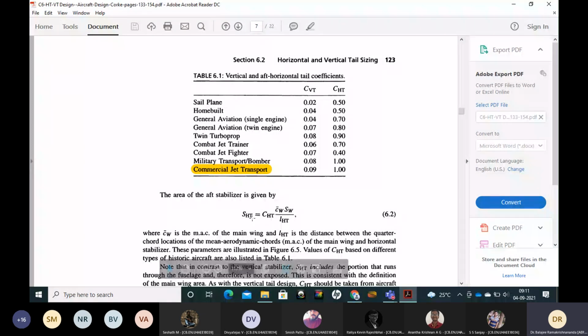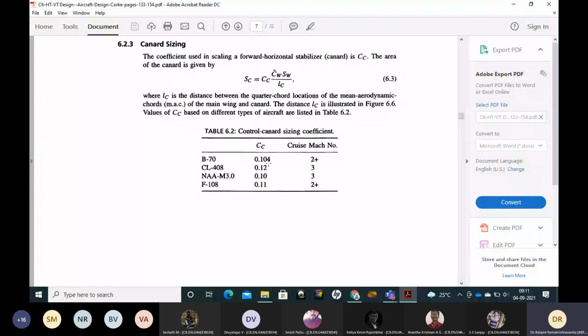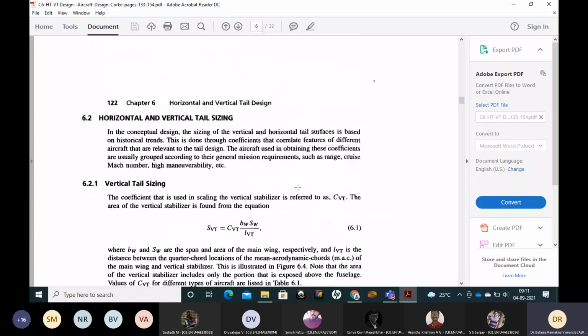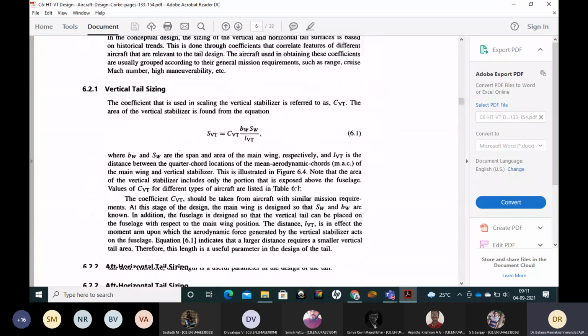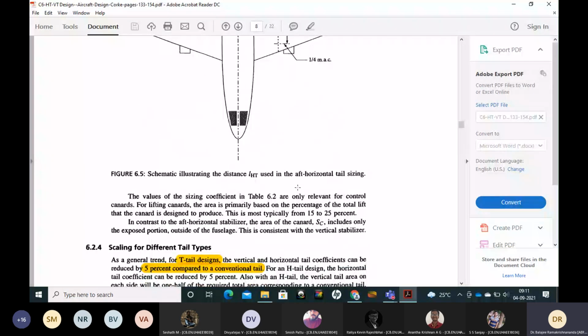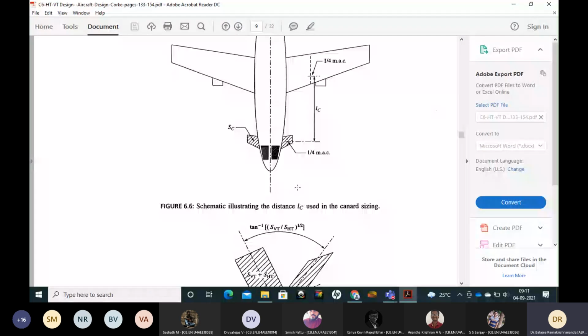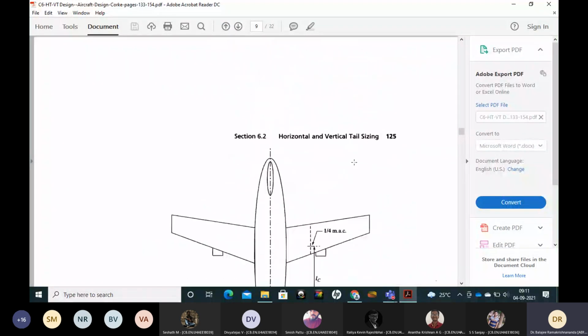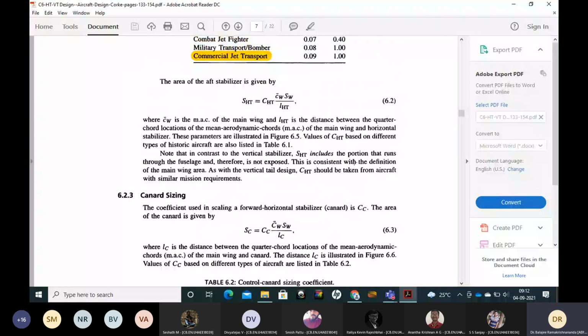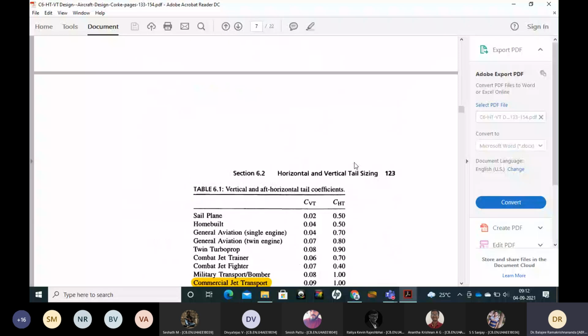So area of the canard is given by this CC and LC. You get this CC; LC is also given in a formula here. So okay, this is control. CC is given here for various Mach numbers. You can take something which is reasonable for your aircraft if you are using canard configuration. Then usually the LHT by fuselage length is taken from comparison aircraft. That's how you determine LHT and LVT.